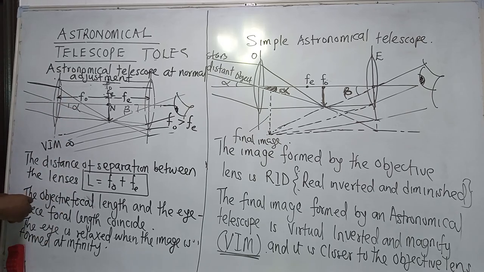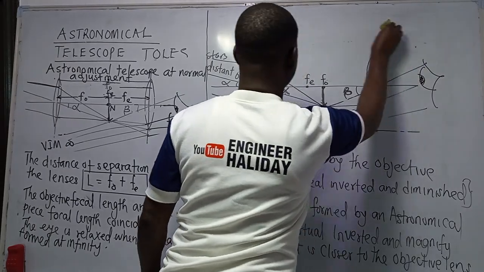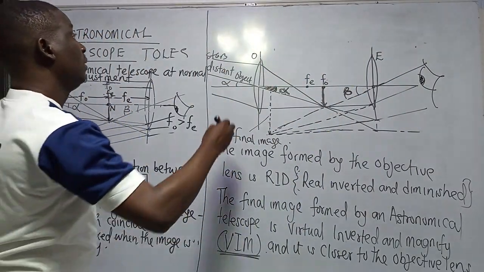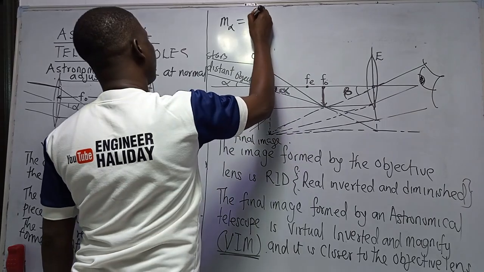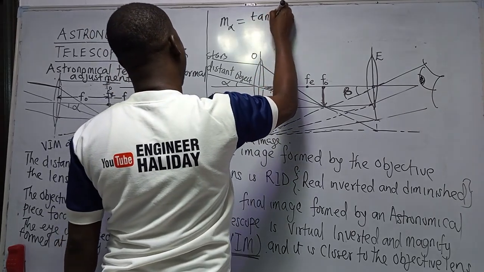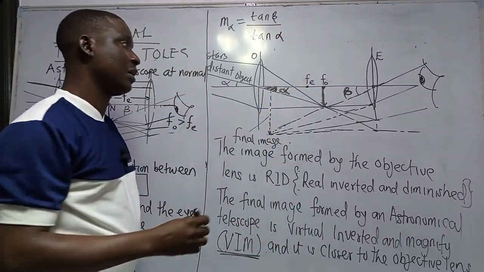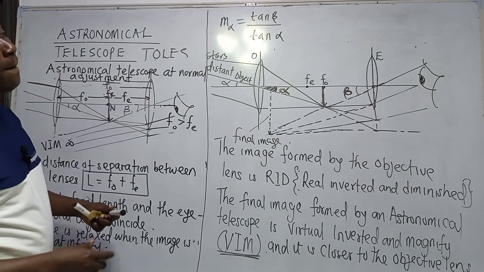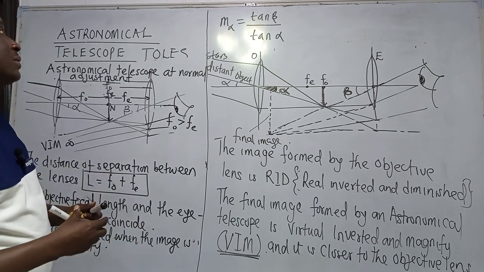Now, what is the angular magnification of this astronomical telescope? Don't forget, angular magnification is equal to tan beta over tan alpha. That is what we call the angular magnification of an astronomical telescope.